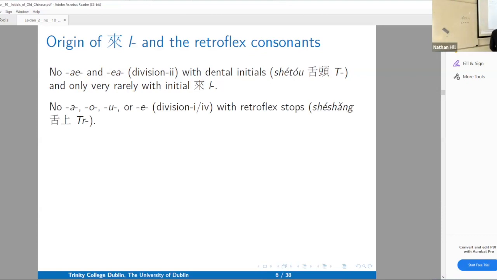Okay. So these vowels are, this is using Baxter's system. So I read this with the schwa side of it. I looked at it this morning actually and said, oh yeah, this is good. But anyhow, U and E, so that's division 1/4, don't occur with retroflex sounds. So what does that mean? That means we don't have things like this or this. Okay, so this is the early reconstruction. So these are facts about the phonotactics of Middle Chinese.